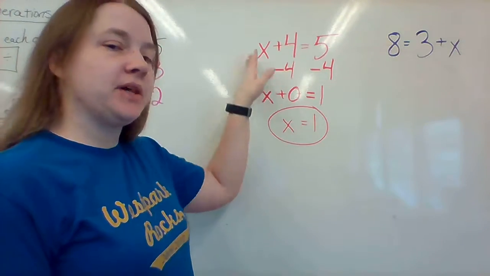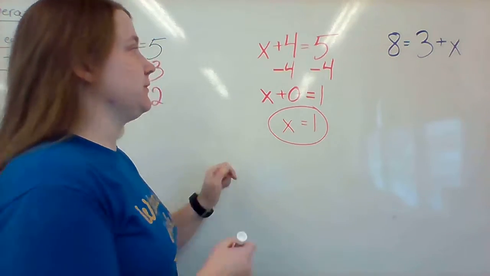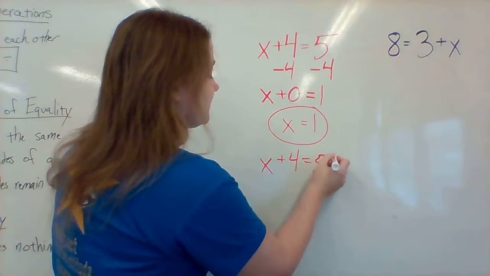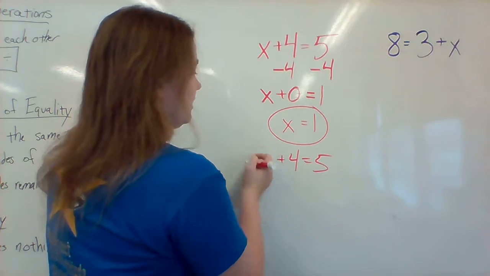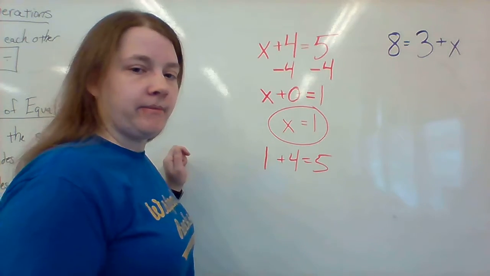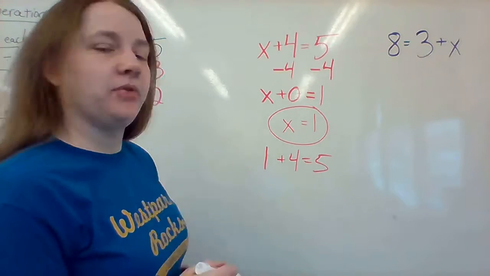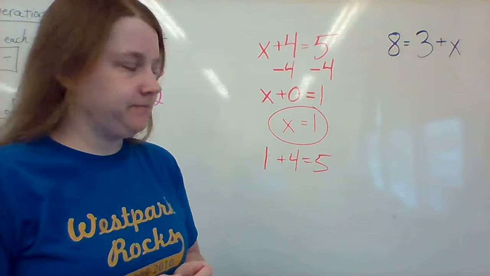So let's go ahead and plug this into my problem and make sure that I solve this correctly. So I have x plus 4 equals 5, but instead of the x, I'm going to put in 1. Does 1 plus 4 equal 5? Sure does, so I know that this answer is correct.